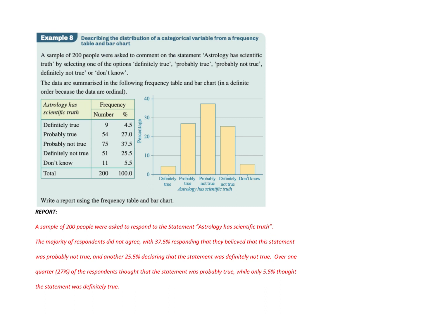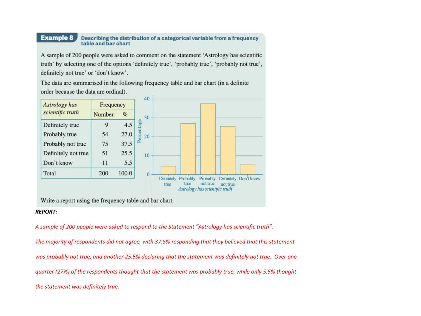It says a sample of 200 people were asked to comment on the statement, astrology has scientific truth, by selecting one of the options. Definitely true, probably true, probably not true, definitely not true, or don't know. So the data was summarised in the following frequency table and bar chart. And we know that this is categorical data and it's ordinal. All right, so let's have a look. Now, they want us to write a report.